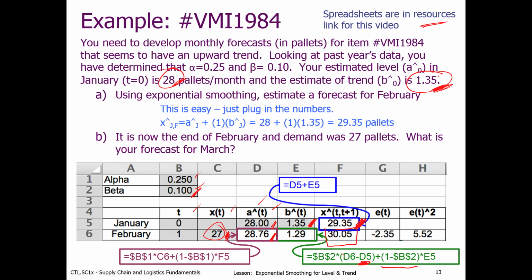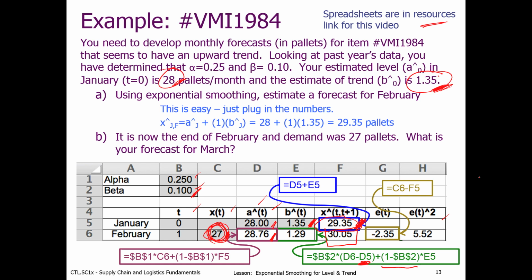Now, what about my error term? Well, that's over here in cell G6. So what is this saying? This is saying in February, my error term is going to be equal to what I actually had demanded in February, which is 27 in cell C6, minus what I estimated to happen sitting in January, which is this 29.35, sitting up here in cell F5. So 27 minus 29.35 means my error is negative 2.35.